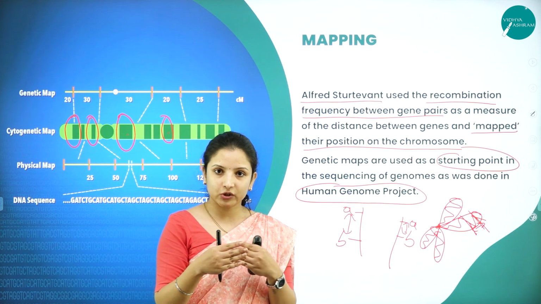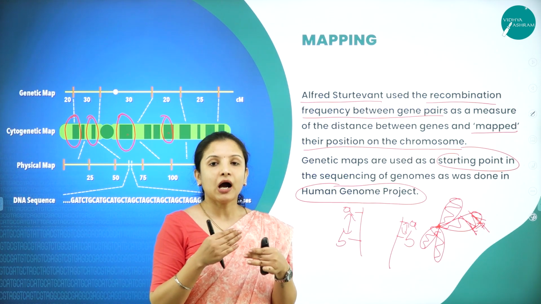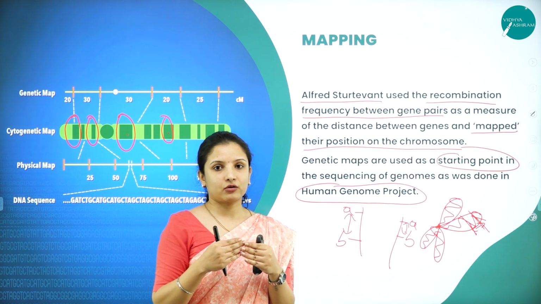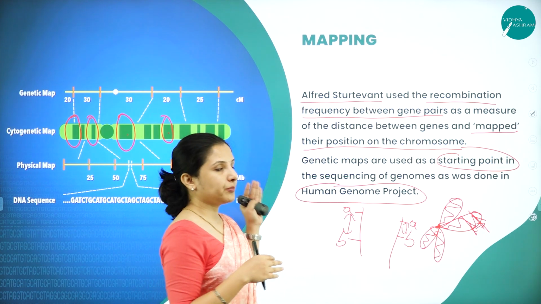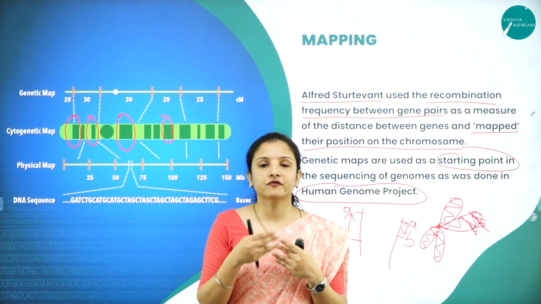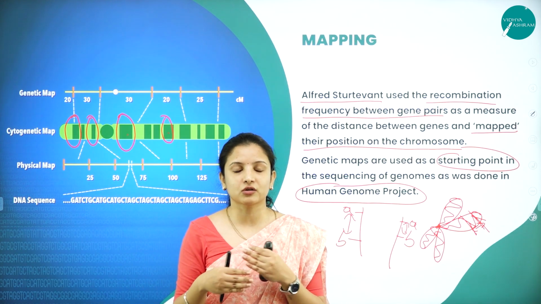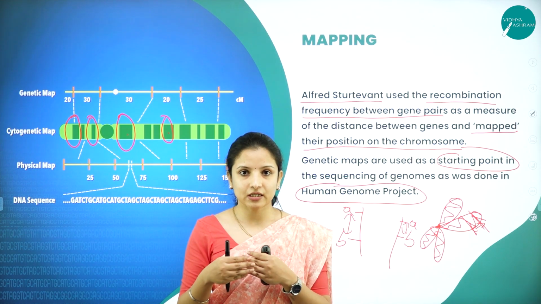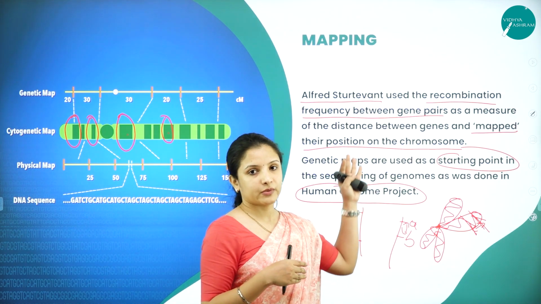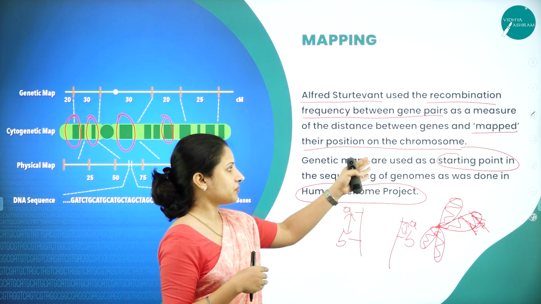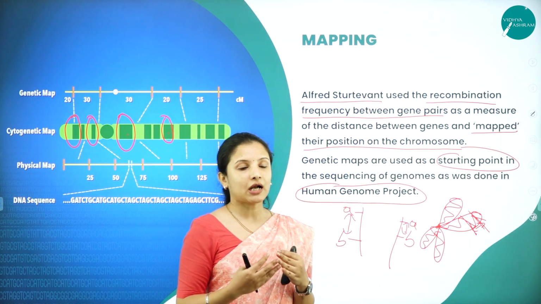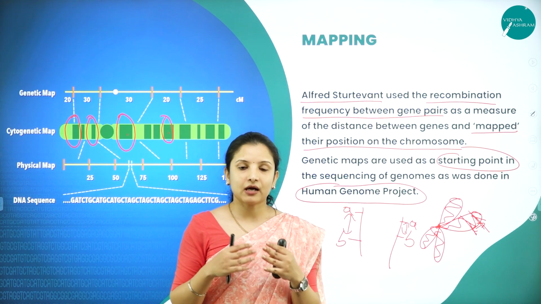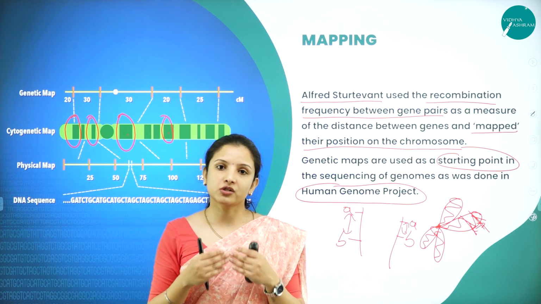the distance between two genes on a chromosome. How far are they located? What position are they located on the chromosome? All this mapping helps people find genetic disorders or any mutation occurring in the gene or on the DNA, which can be easily found because of genetic mapping. Genetic maps are usually used as a starting point for sequencing of genomes, and it was done under the name of the Human Genome Project.